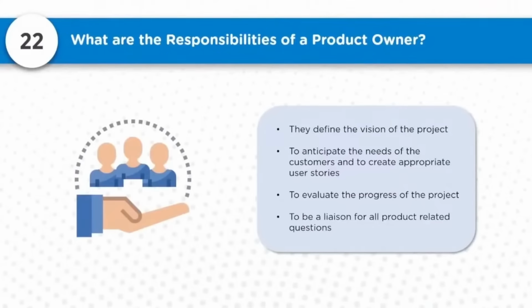The product owner has to evaluate the progress of the project based on the backlog they have, and has to be available for all product related questions. The team may have certain questions as the sprint progresses. The Scrum team may have certain questions and clarifications relating to the user stories. Those need to be clarified.